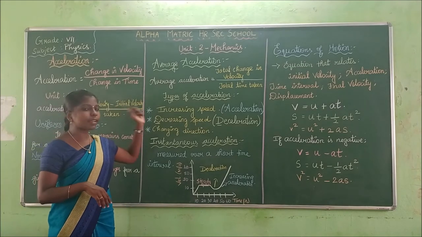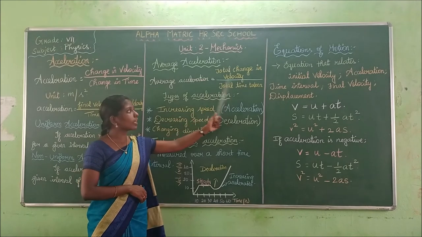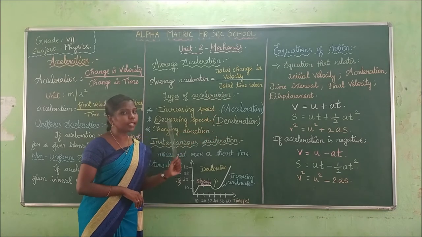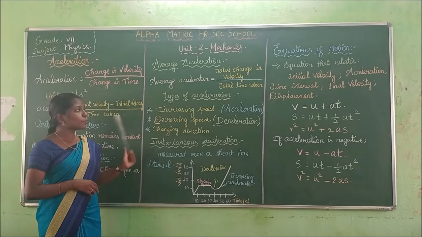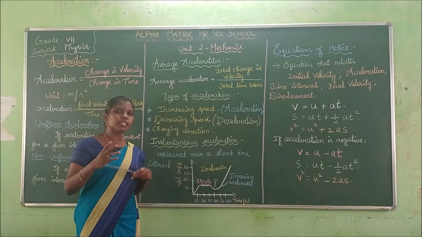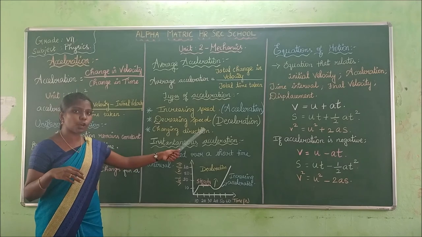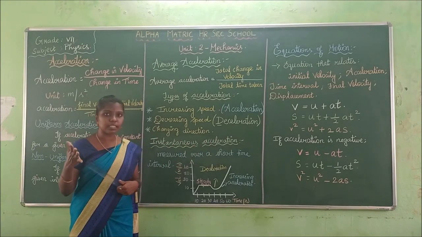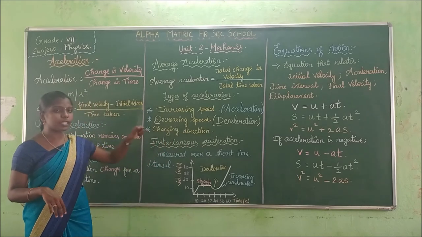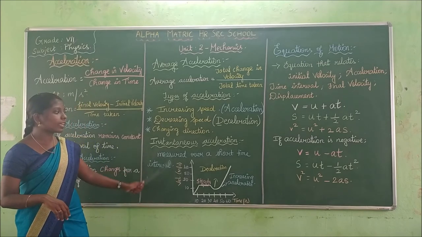Next is your average acceleration. Average acceleration is equal to total change in velocity by total time taken. Next, types of acceleration. Increase in speed is called as acceleration. The same way, decrease in speed is called as deceleration.